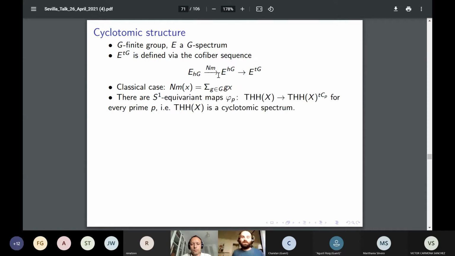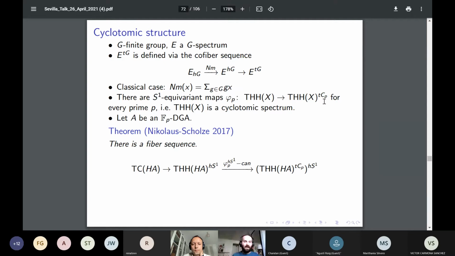One more piece of structure we have on THH is what's called the Frobenius map, which is a map from THH of X to the Tate construction of THH of X with respect to Cp, for every prime p. THH has an S1 action, Cp is a subgroup of S1, so THH has a Cp action, and you can take Tate constructions with respect to that.